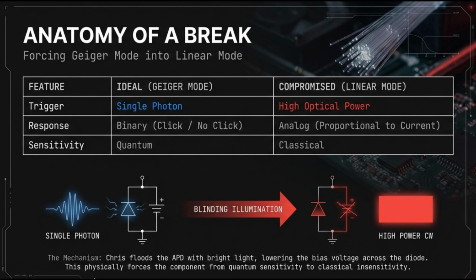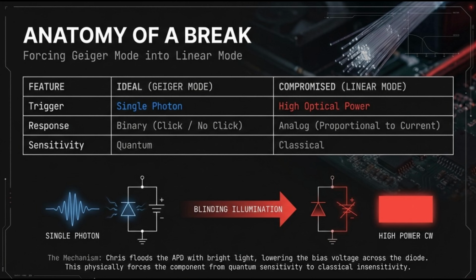As you can see, this is a simple but highly effective current sensor placed directly before the APD. Its sole function is to detect the high average current characteristic of Chris's blinding continuous wave light. If it detects this abnormal energy surge, it immediately shuts down the system before a single bit can be compromised.